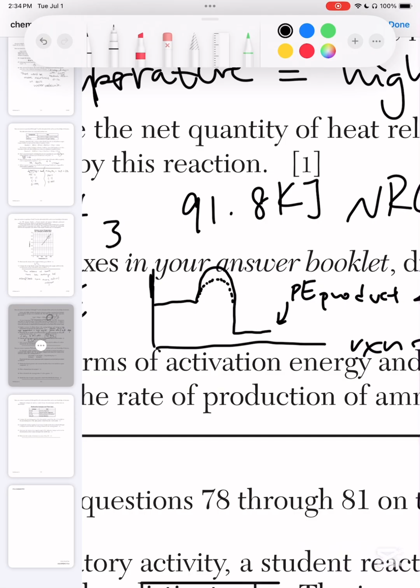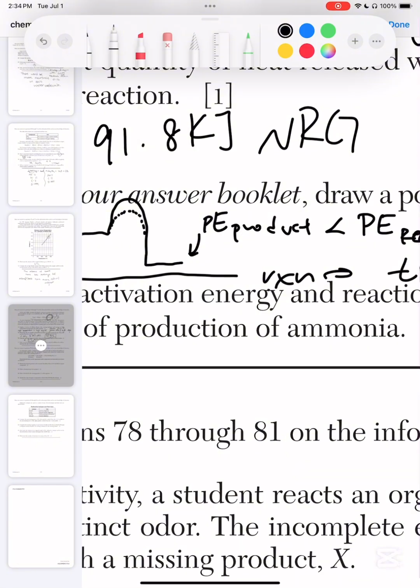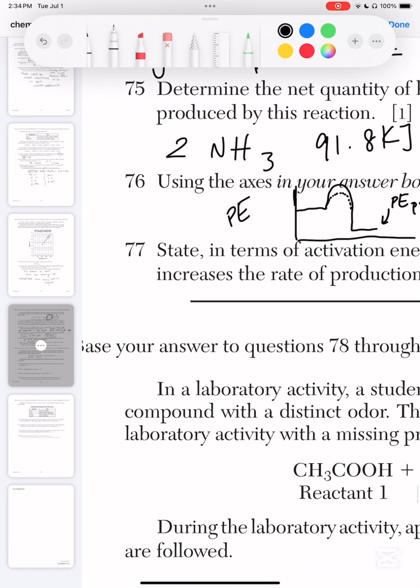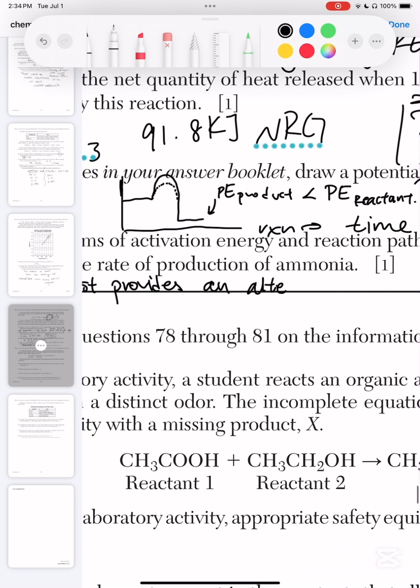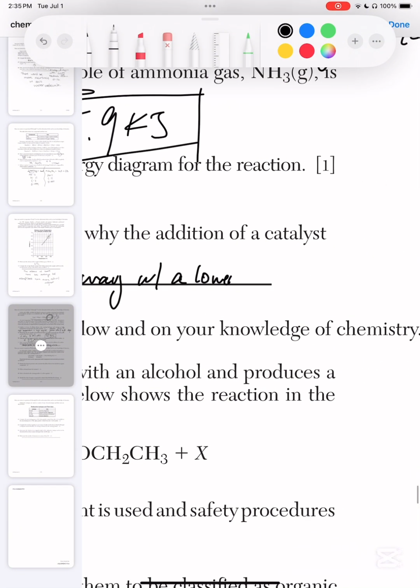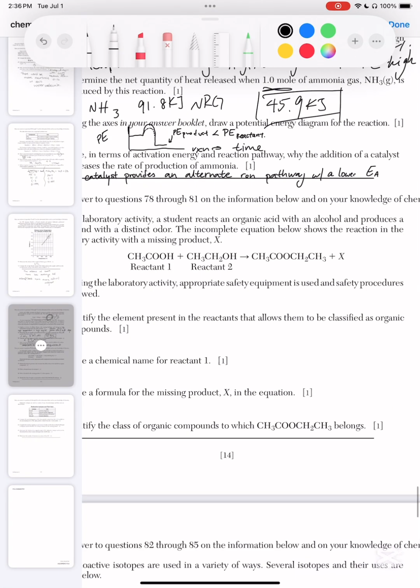I'm going to draw this with the diagram I just drew here. The dotted line is going to represent the catalyzed reaction pathway. This reaction now has a lower activation energy than what it had before, which means it's more likely for reactant particles to collide with enough energy to overcome that threshold to complete the reaction, right? So in terms of activation energy and reaction pathway, the addition of a catalyst increases the rate of reaction because it provides an alternative reaction pathway that has a lower activation energy, or E sub A.